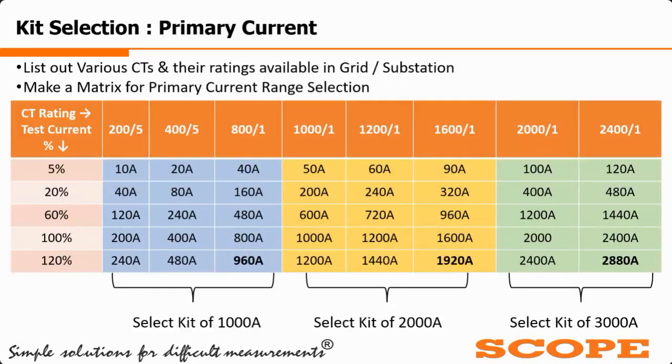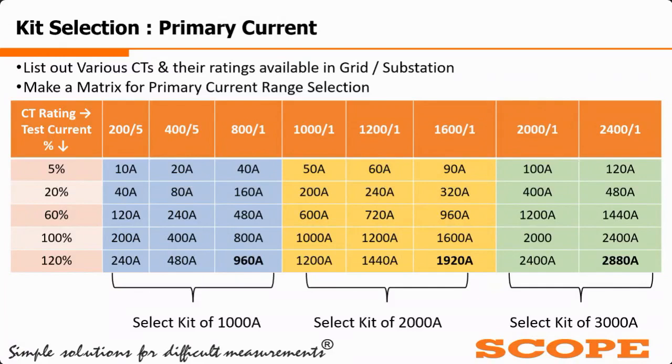So during the selection of primary injection test kit, let us list out various CTs with their ratings available in the grid or substation. Here I have made one matrix for primary current range selection. Normally you can see in substations various types of CT are present from 200 ampere to 2400 ampere. I have listed out some CT data: 200 by 5 ampere, 400 by 5 ampere, 800 by 1 ampere, 1000 by 1 ampere.